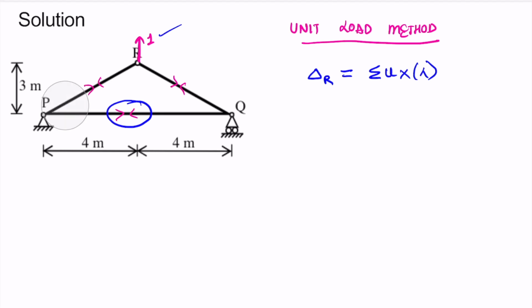First of all, let us find out this value of theta. So we can find out tan theta here. So tan theta will be equal to perpendicular divided by base. So theta here will be equal to 36.869 degrees.